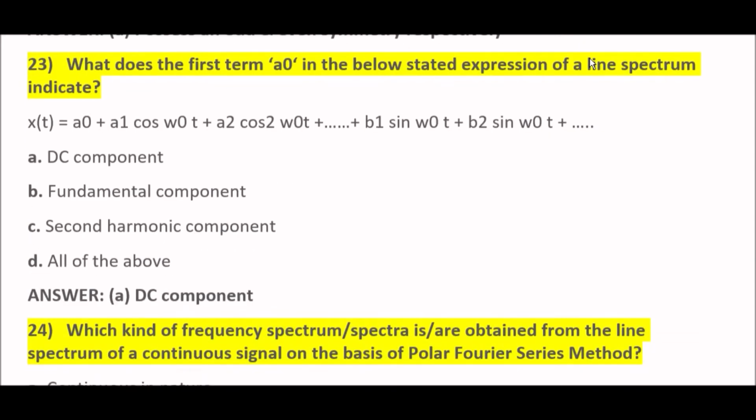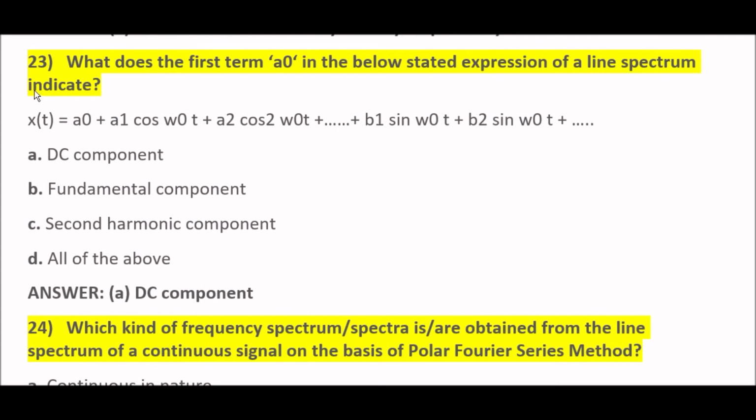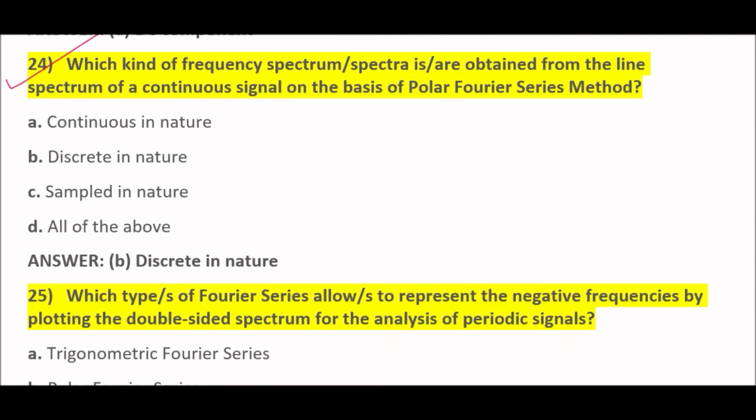Next question. What does the first term A naught in the below stated expression of a line spectrum indicate? So this is the expression. According to this expression, the correct answer is option A, DC component. The first term A naught in this expression of a line spectrum indicates a DC component. Okay, next question.